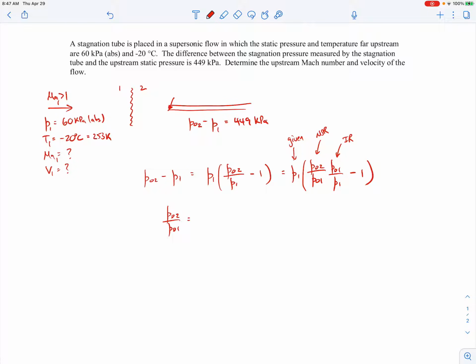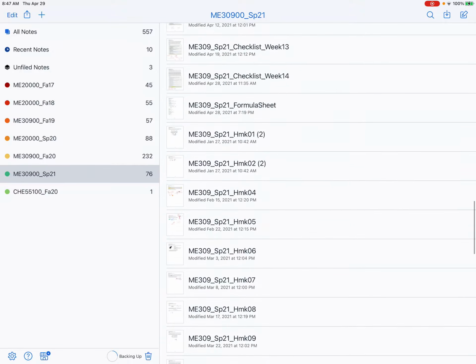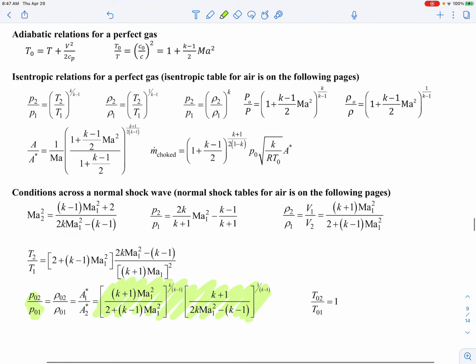That's a long expression. I'm just going to write it as a function of Mach number 1. If you go back to the formula sheet, and let me quickly find the formula sheet, you'll see that expression is given right here, P02 over P01. It's all a function of the Mach number upstream. And then the other one was P1 over P01, and that one is right here. It's just flipped upside down here. Okay, so those are the expressions I'm going to be using.